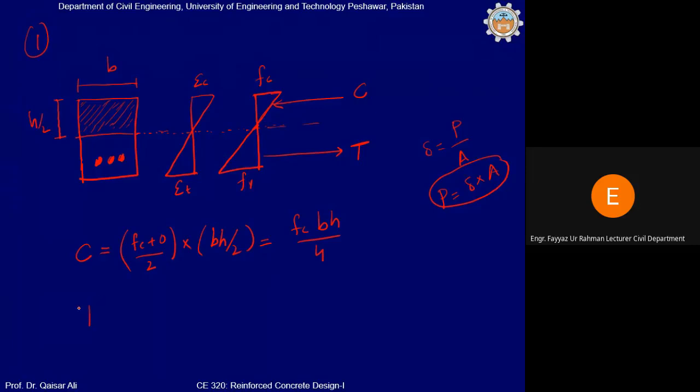Similarly, you can derive the same way T, which is equal to FR plus 0. Why are we taking FR? Because it is at the verge of breaking. 2 multiplied by BH by 2, which will be equal to FR into BH divided by 4.